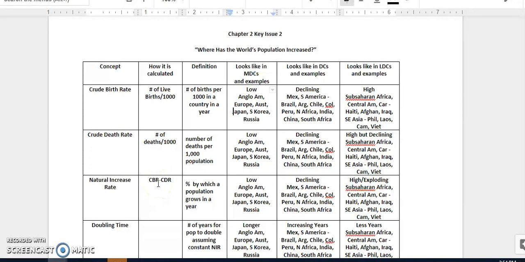Population can also change because of migration patterns, immigration, but that's not natural increase. That's why this is called the natural increase, because you have births minus deaths. Same examples for the MDC stage 4: it is a low natural increase rate. It is a declining natural increase rate in the DCs, the stage 3 countries, and it is an exploding, very high natural increase rate in the LDC stage 2 countries.